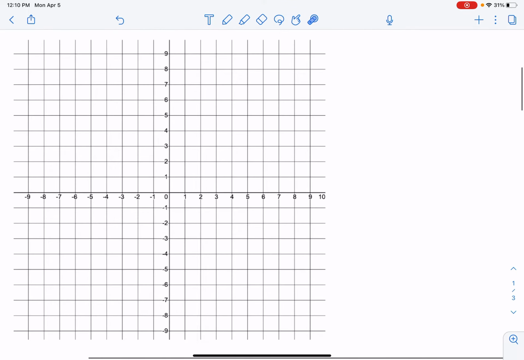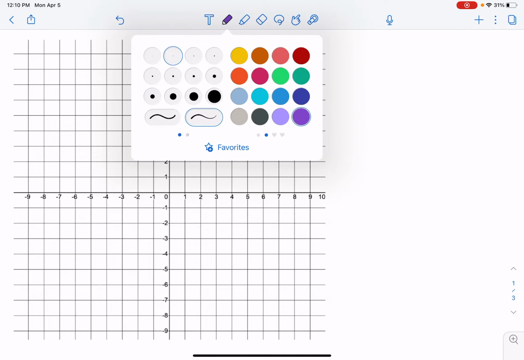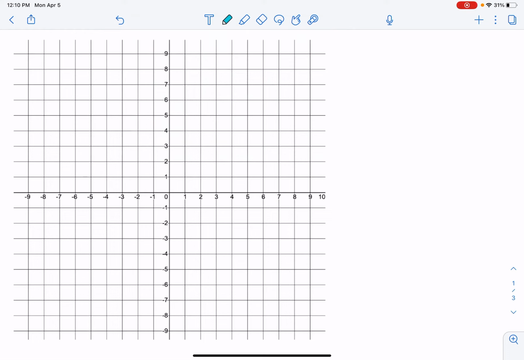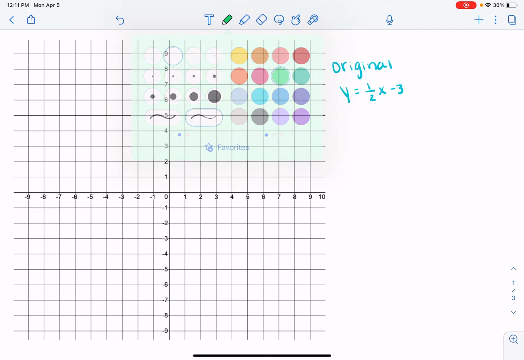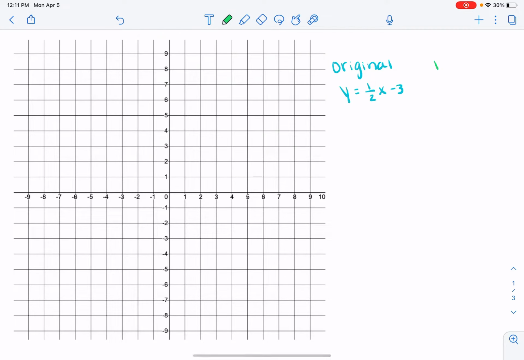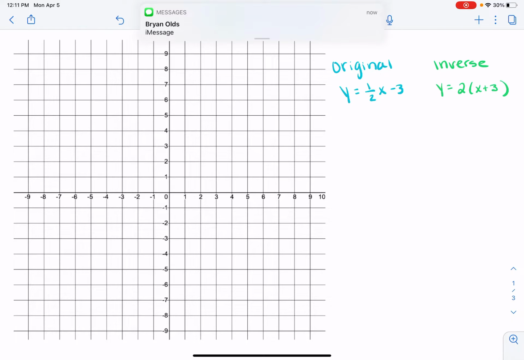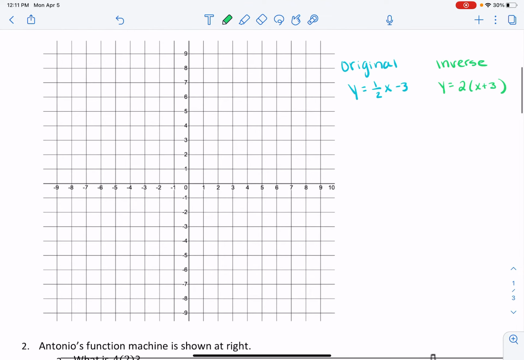All right, so let's split this up a little bit. We've got our original equation. I'll put that in blue here. And that was y equals 1/2 x minus 3. And then we also have the inverse, which is y equals 2 times x plus 3. So let's graph both of these. Let's start with the original.